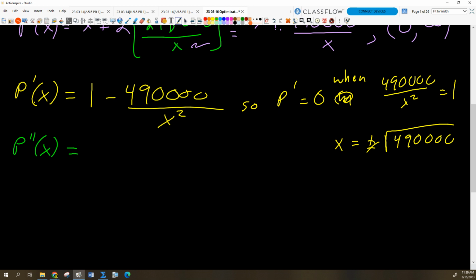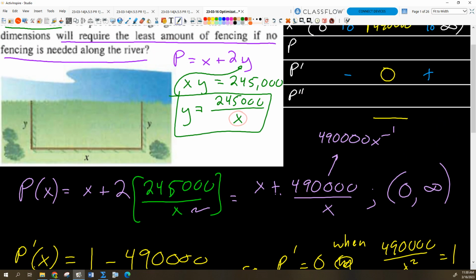Second derivative, that goes to 0. So the derivative of 490,000 x to the minus 2 is going to be positive 2 times that. So 980,000 divided by x cubed. But the point is, for positive values of x, it's always positive, right? So we could have just as easily done that. Take your pick. And that would have just given us a plus there. Either way, we're getting a minimum, okay?